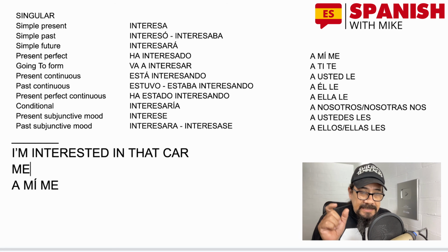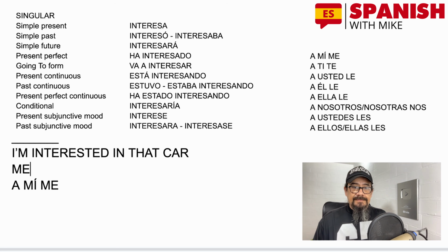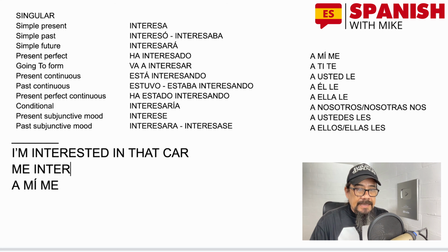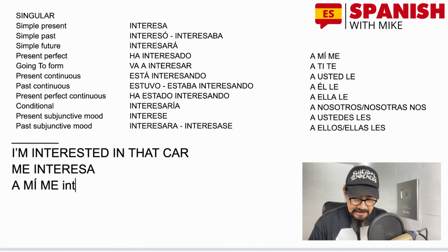Then this is simple present. So I go with interesa. A mí me interesa. And then the subject. Ese carro.